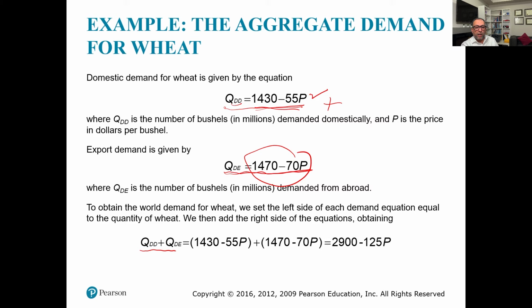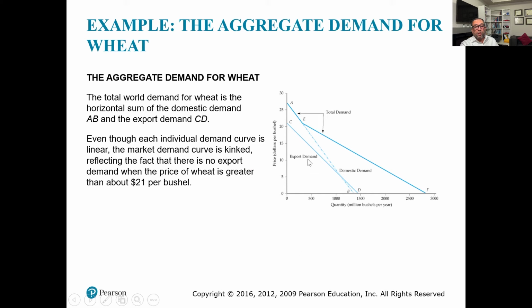So when we add up, we know that it is 1430 plus 1470, so it's going to be 2900. And here is minus 55 and minus 70, so it's going to be 125p. So this is our total demand equation, world demand. We can also add graphically.